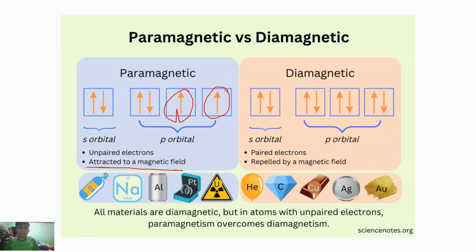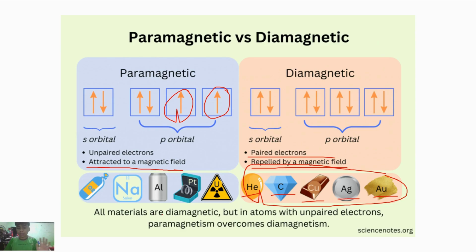Here, when we say diamagnetic, filled or mostly filled ang kanyang electrons or your orbitals niya. Paired electrons, and they repel magnetic fields, like your helium, your carbon, your copper, your silver, your gold. Is this gold? If you can see here, yung mga example nito is not magnetic.